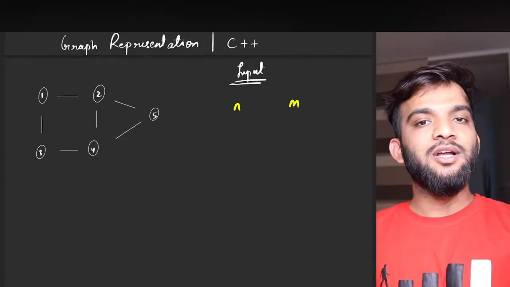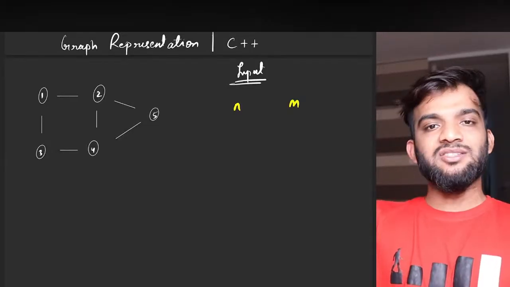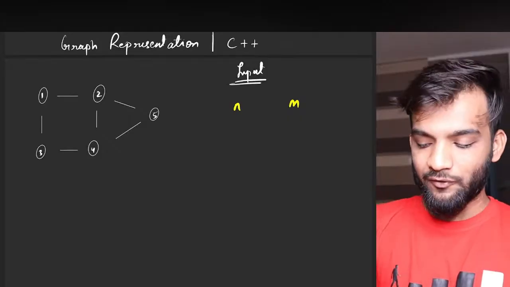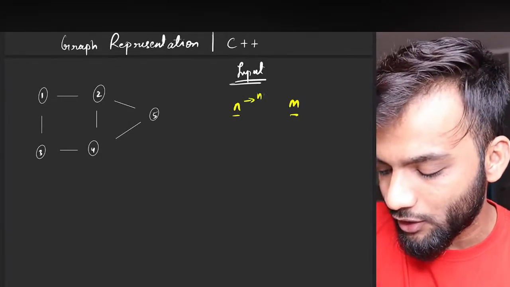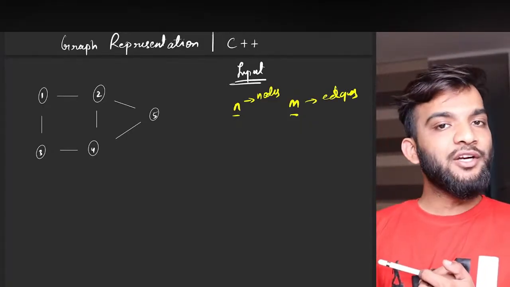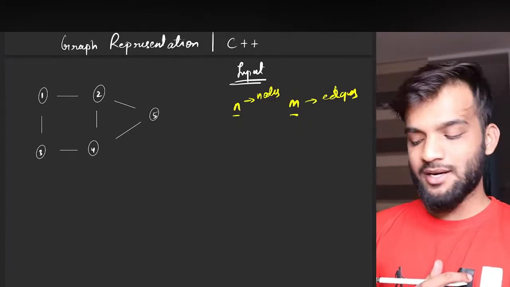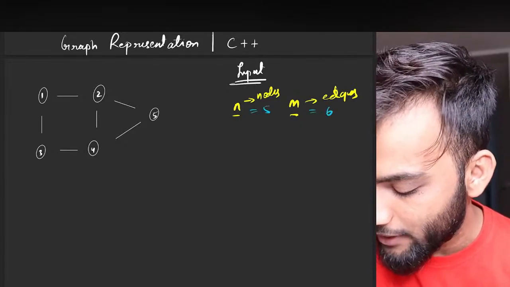At the start of the question, they'll tell you if the graph is directed or undirected. The line states, given an undirected graph which contains n nodes and m edges. So n will be given to you, n nodes and m edges. The first thing you will do is take the input of n and m. Over here, the number of nodes is 5. The number of edges is 6.